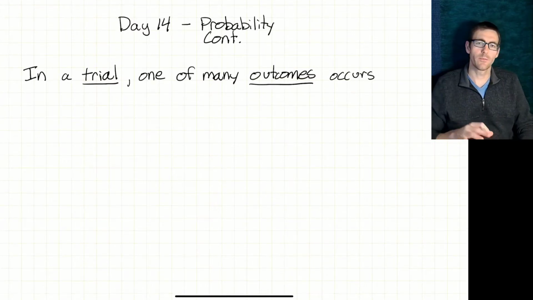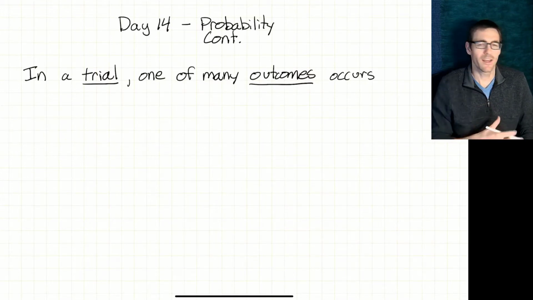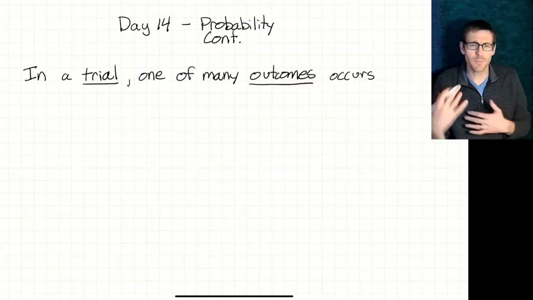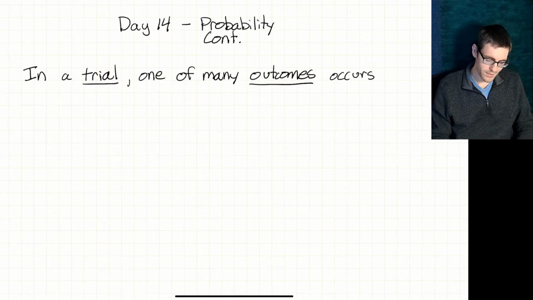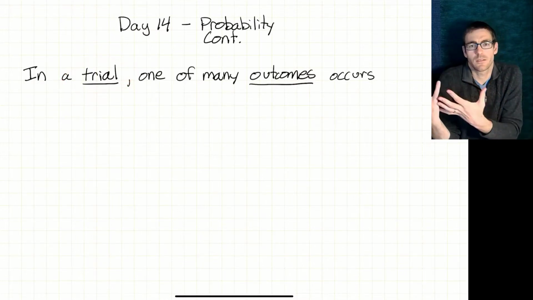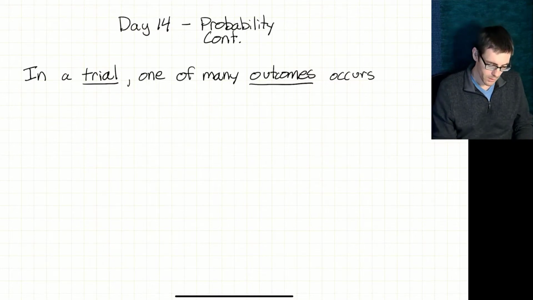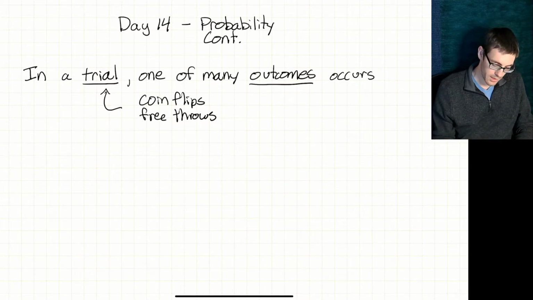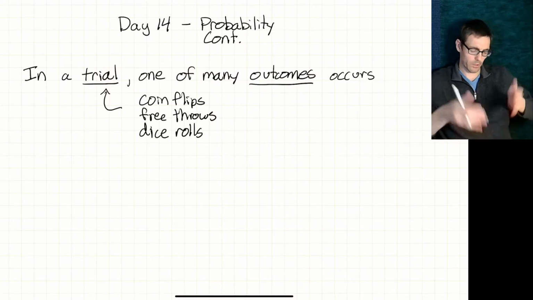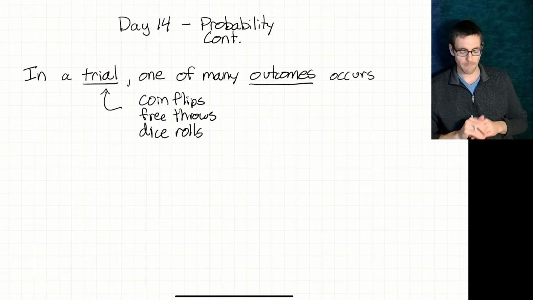Like last class, we're going to be spending a fair amount of time today talking about some vocabulary terms, just because we need to make sure that we're on the same page moving forward. Okay, so to start off, we say that a trial is an instance where we are sort of testing our probability. Common examples for this would be things like coin flips, free throws, where you either make or miss a free throw, and dice rolls. The list goes on and on, but we're going to be focusing on those three for a fair amount.